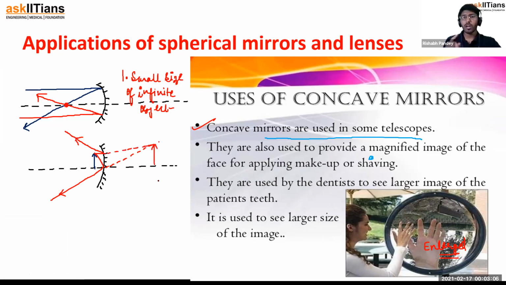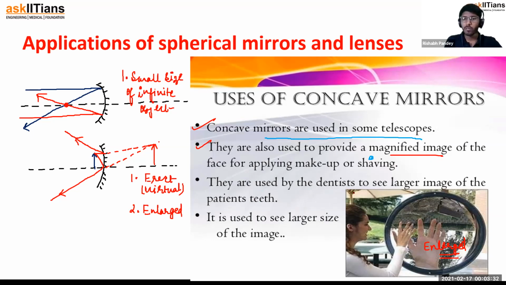If I talk about the properties of this image, this image is erect. That means it's a virtual image, and it's enlarged. So this is what they are trying to talk about: that they also provide a magnified image of the face for applying makeup. So this is a very nice thing.